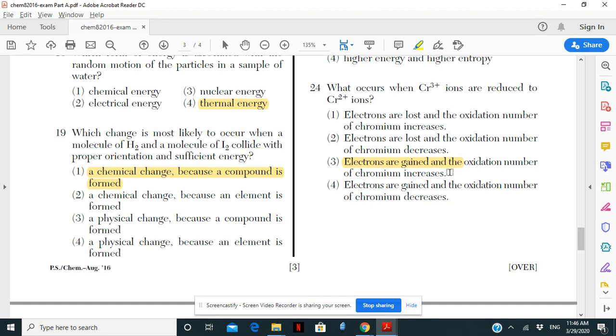So here, what happened? Electrons gained. Sorry, electron gain and the oxidation number decreased. Sorry, so it's number 4. As I said before, when I add negative 1 here, it goes to positive 2, but I picked up the wrong answer.